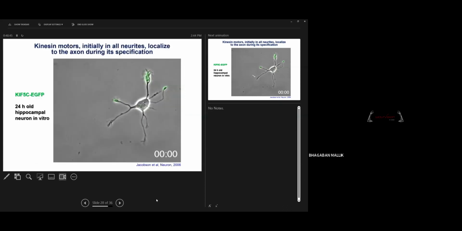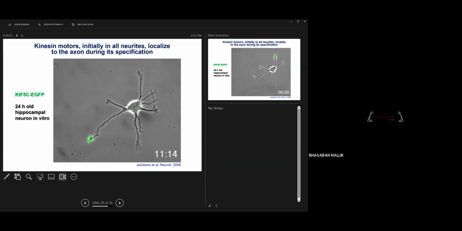Okay, so here is a movie. Just play the movie. This is a kinesin motor protein that is present in this dendrite and is transported to the axon. You can see that with time it comes to the cell body from the axon. So this is showing anterograde transport, from the cell body to the axon terminal. It was here initially, then it came to the cell body, localized to the cell body, then here. So it is anterograde transport.